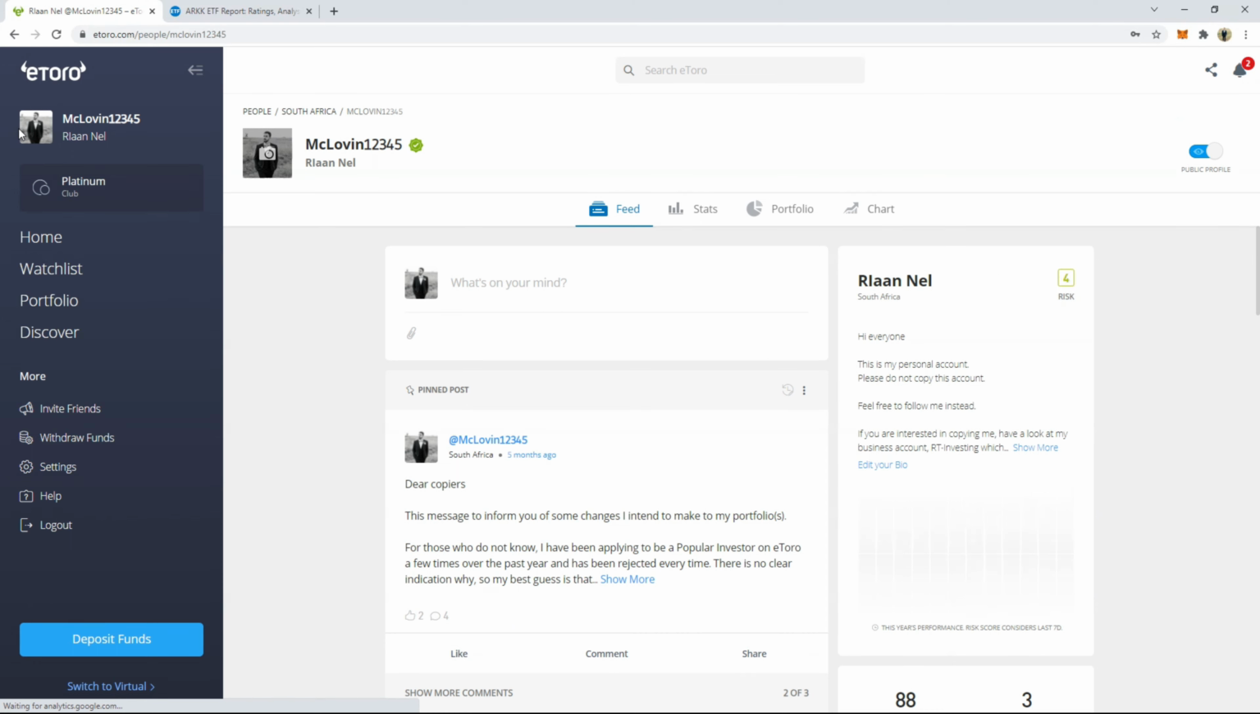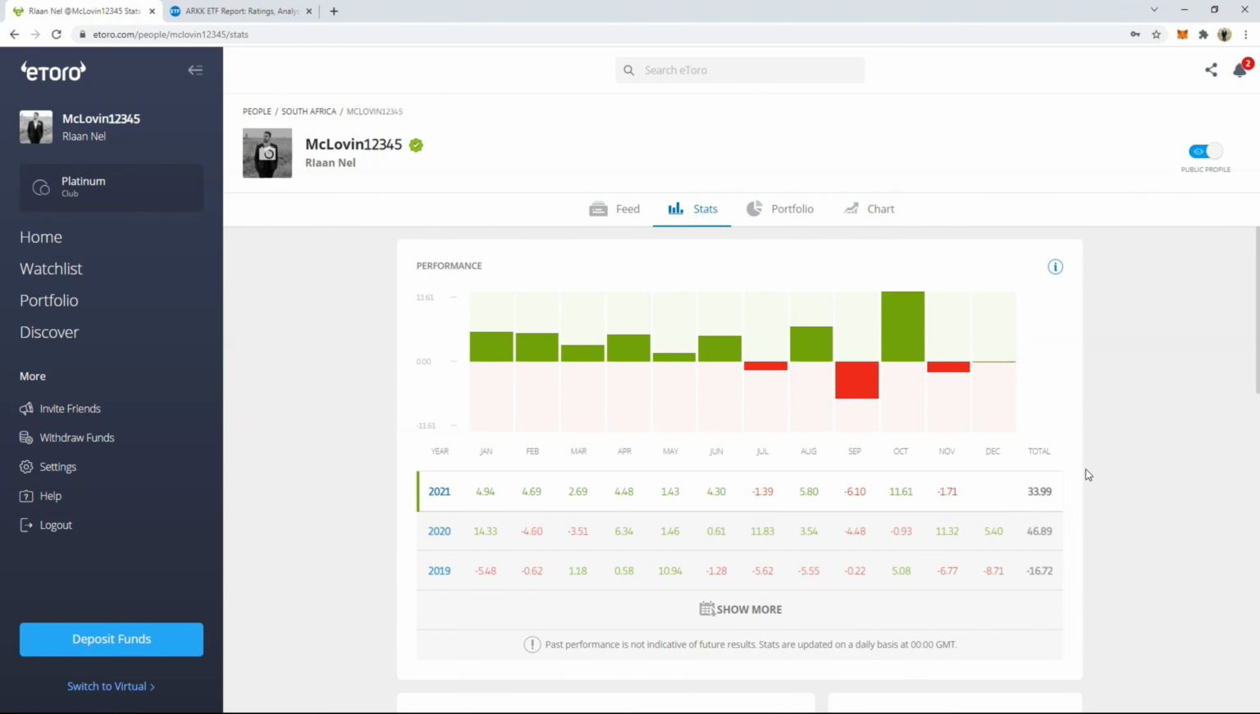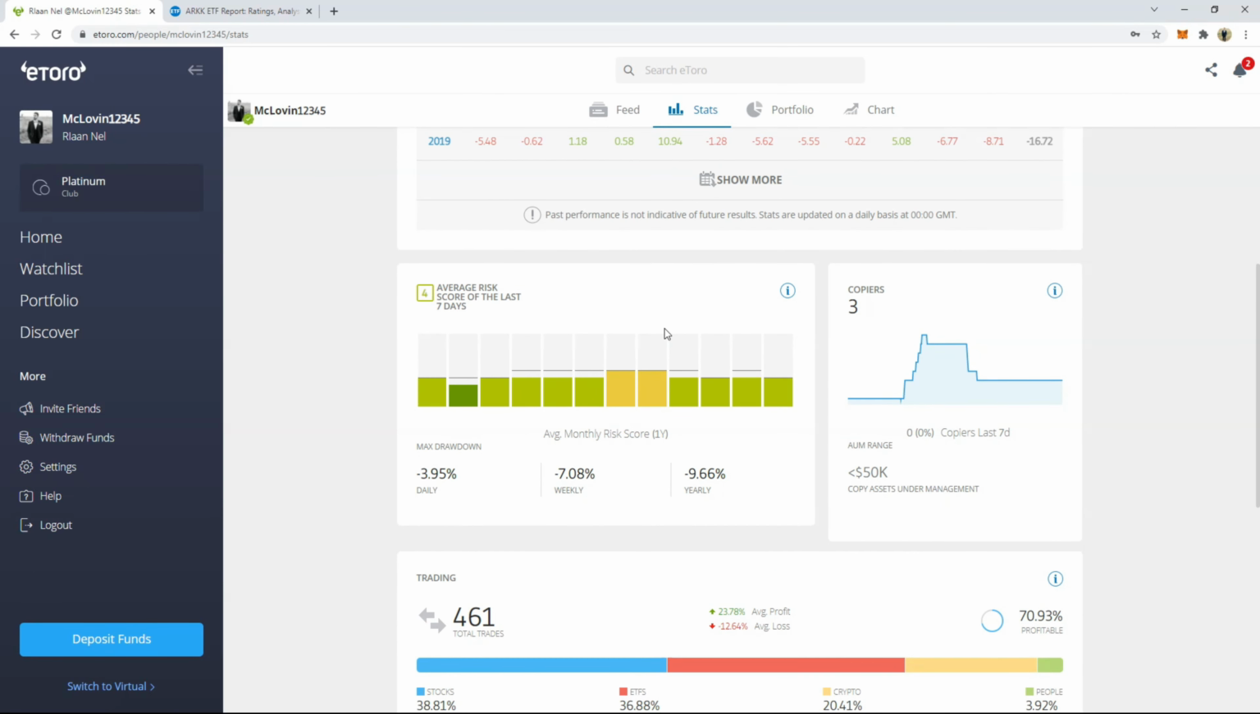So I'm going to click on McLovin, and let's click on my stats. So you can see that this year has been fairly well, not as good as last year. Last year was up 46%. This year so far, up 33%, almost 34%. Hopefully, if we have a crypto bull run, the Santa rally, then it might push it up over 40. That would be nice, but yes, it's not bad for the year.